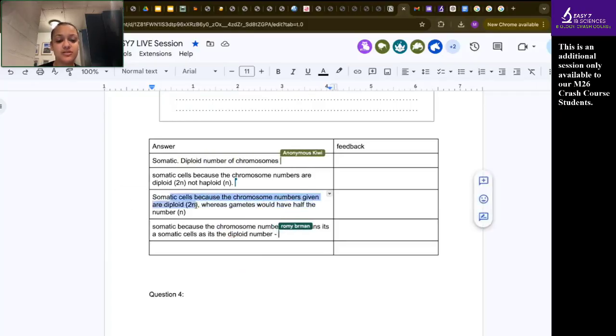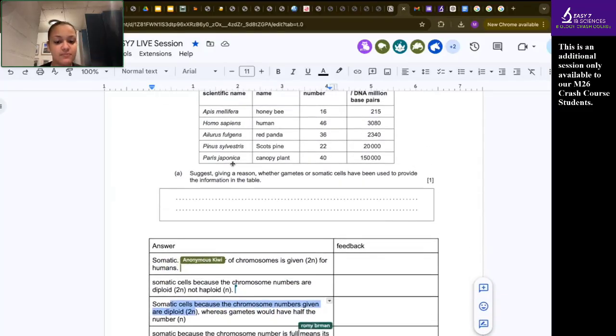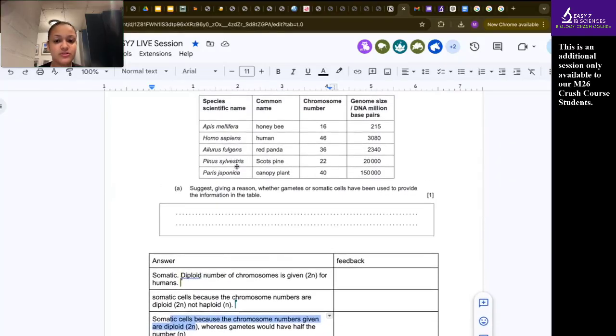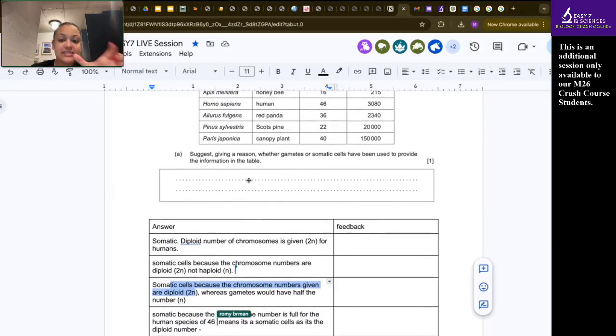But can you guys specify in your answer chromosome number given for what? That's what I would say. And exactly which species made you think that it was diploid? Homo sapiens, the humans, right? So the human species made you think it was diploid. So again, give me your whole thought process, because that is the best way to maximize marks.